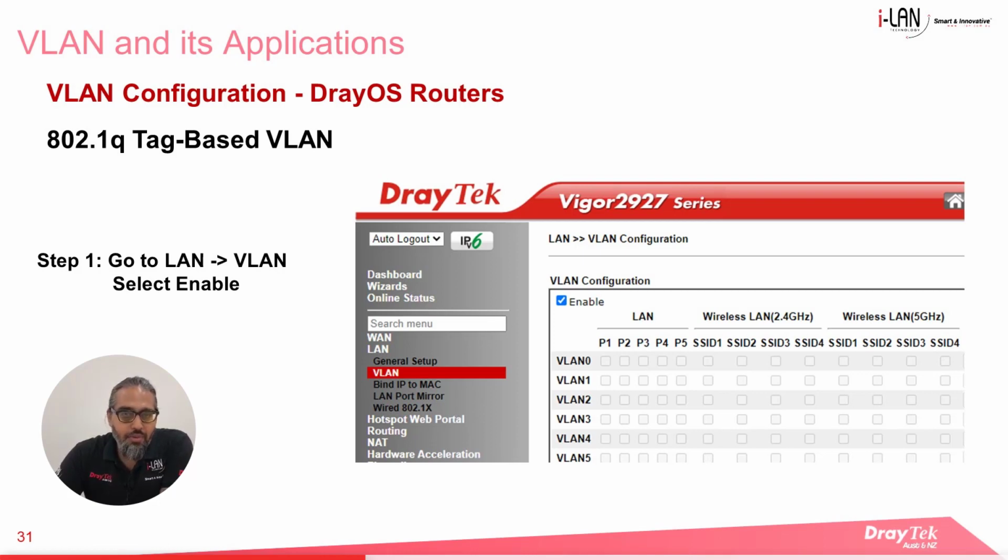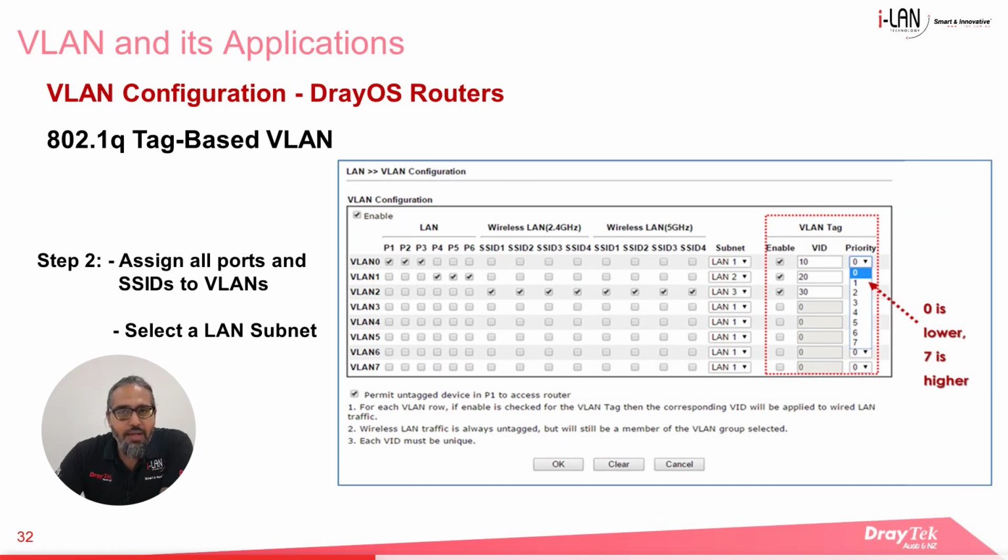Setting up 802.1q tag-based VLANs in DrayOS routers is similar to the port-based VLAN setup, but includes a couple of extra steps. Step 1, like I mentioned, is to go to the LAN, VLAN config menu, then select Enable. The next step is to assign all ports and SSIDs to a VLAN and select a LAN subnet for each VLAN. The extra step is enabling the VLAN tag and assigning a VLAN ID. The priority setting is optional. A value of 0 is the lowest priority and 7 is the highest.